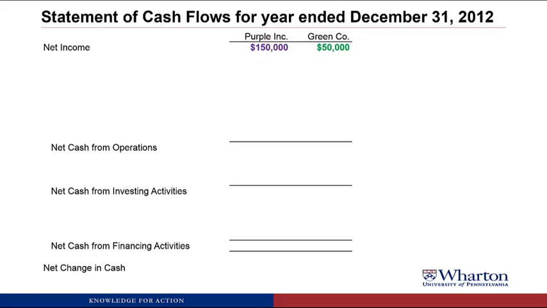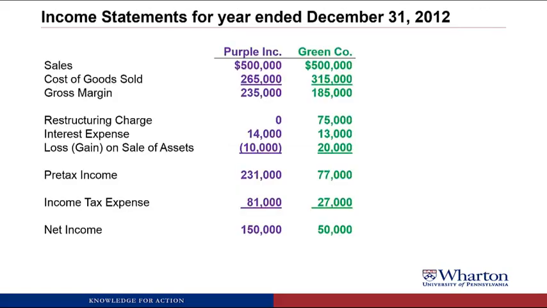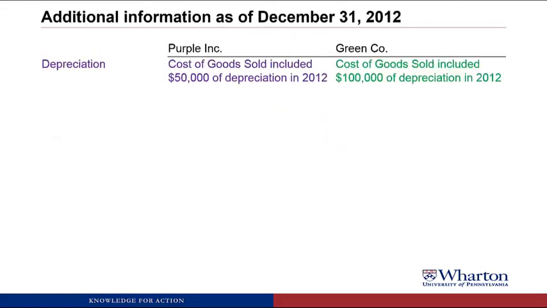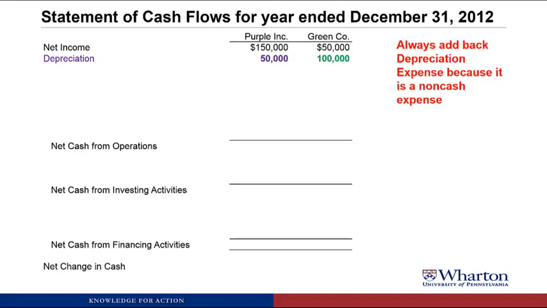Now the next step in putting together the cash flow statements for these two companies would be to look for non-cash charges like depreciation. If we go back to the income statement, you don't see depreciation anywhere here. That's because it's lumped in with cost of goods sold. So what I'm going to do is give you some additional information that you'll need to solve this problem. And the first piece of additional information is the depreciation for the two companies. So Purple had $50,000 of depreciation included in cost of goods sold. Green had $100,000 of depreciation included in cost of goods sold. Under the indirect method, we add those two back. They're non-cash expenses, so to remove them, we have to add them back.